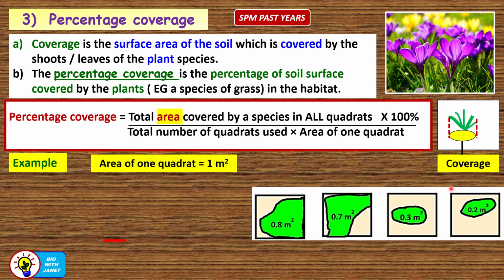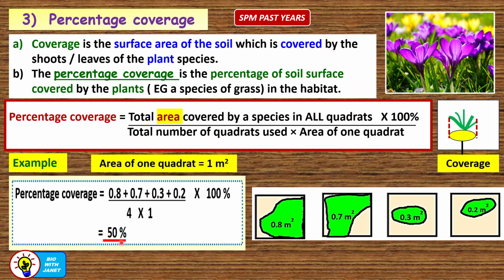Right, let's look at the answer. The percentage coverage is 50%. Did you get this answer? Let's see how to calculate percentage coverage. Add up all the coverage, or area covered by the plant species in each quadrat. So 0.8 plus 0.7 plus 0.3 plus 0.2 meters squared.